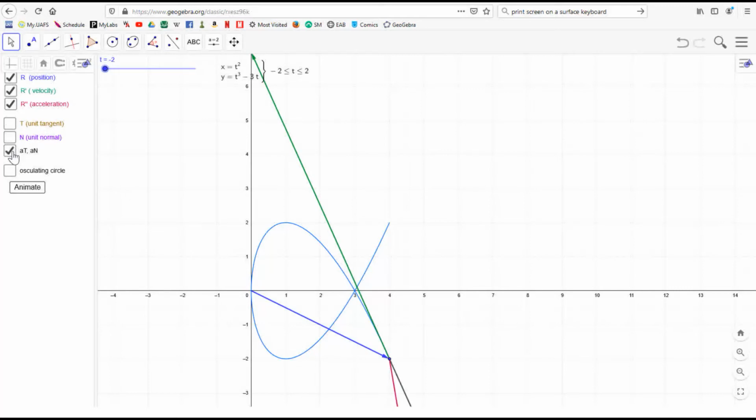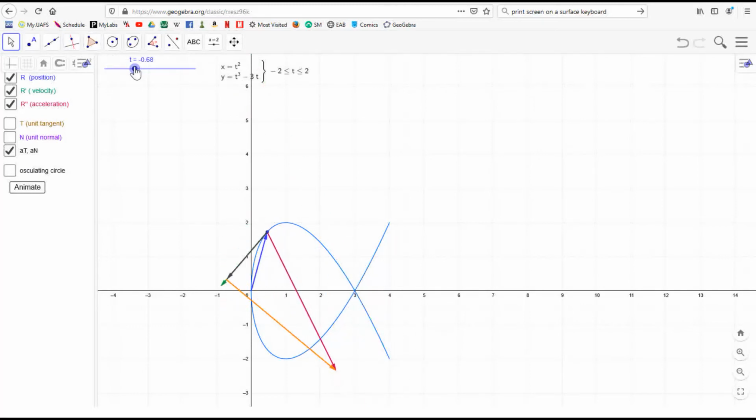Let's see, here we go. So here are the components of the acceleration. How about right here? You can see this black vector is a component of the acceleration in the direction of the green velocity vector. So that's the tangential component. It's tangent to the curve. And perpendicular, if we move this over, it would be perpendicular to the curve, is this normal component, the orange one. Okay, so you can kind of see that.